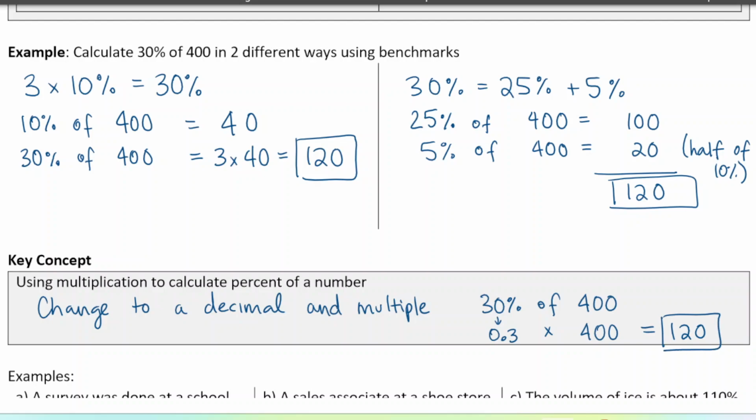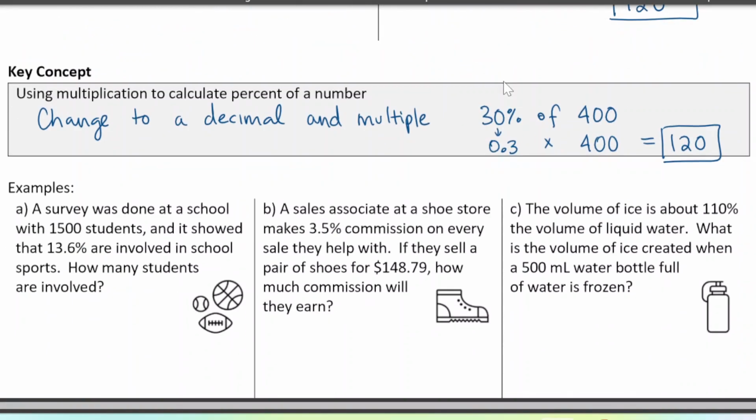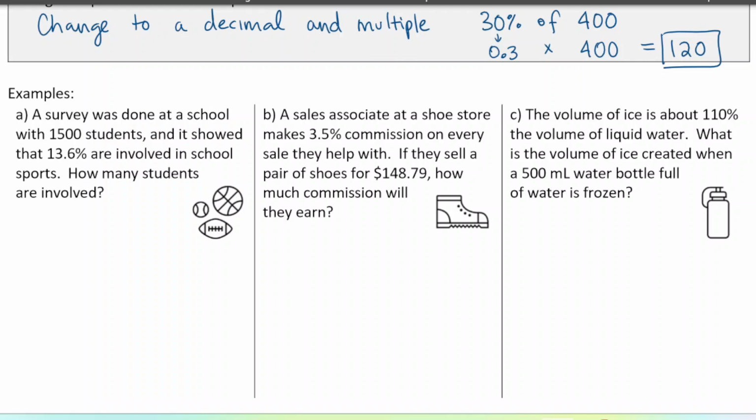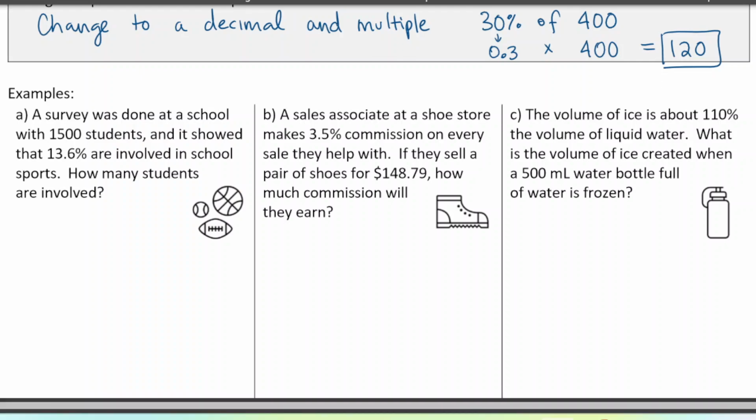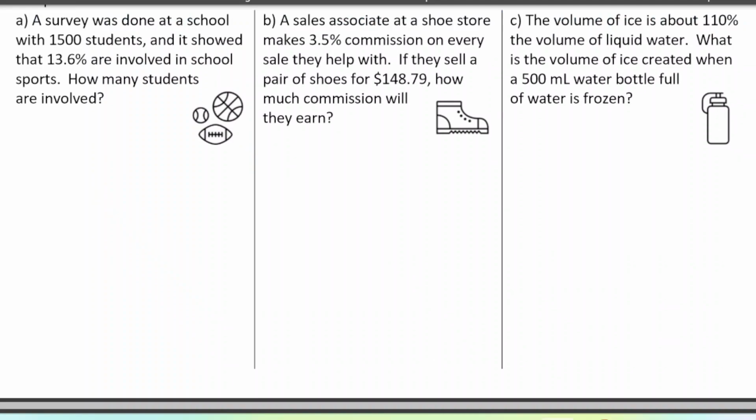This method is really good if you have a more complicated number or a more complicated percentage and you don't have time to do all the mental math and you have a calculator handy. Okay, so let's do some examples where we would use a calculator. These are all common examples that you might see in your real life.